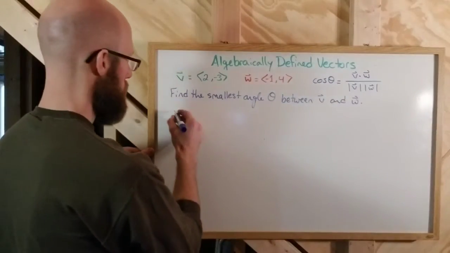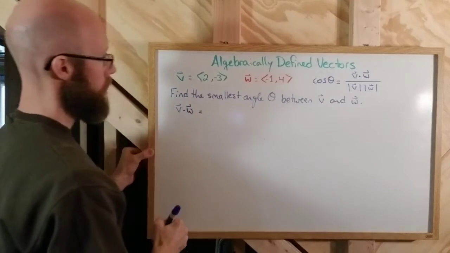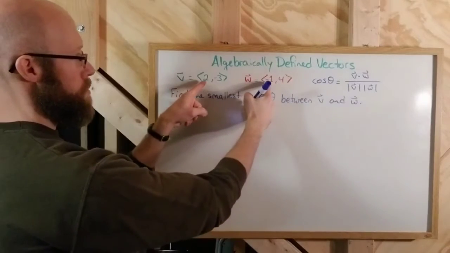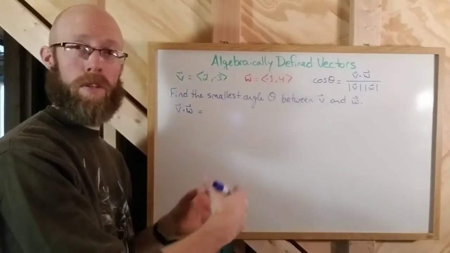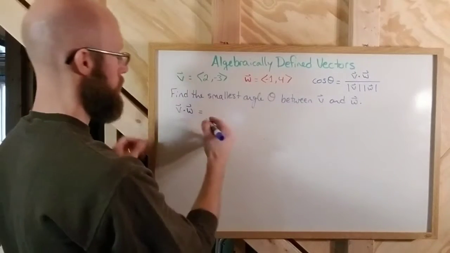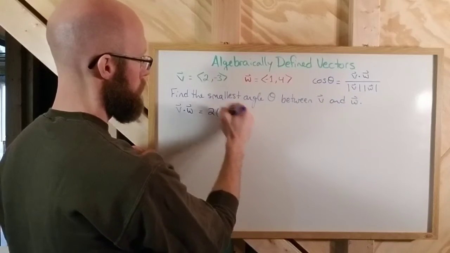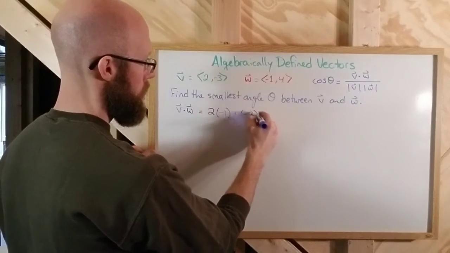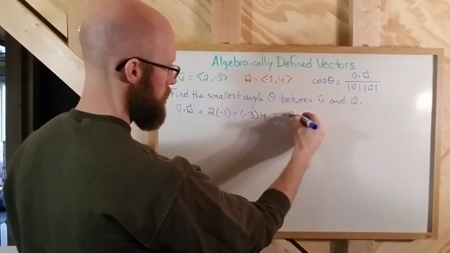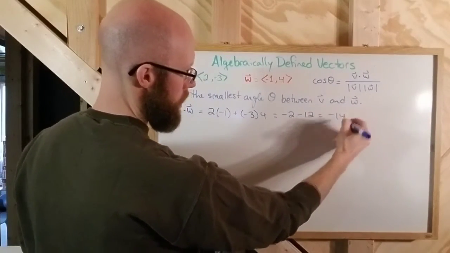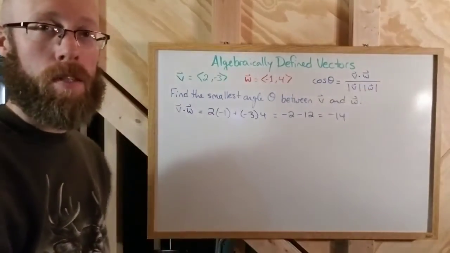So all I need to do is calculate the dot product, v dot w, to start. So v dot w, remember, is the product of the corresponding components added together. So it'd be 2 times negative 1, and we did this in another example, but I'll run through it again, plus negative 3 times 4, which is negative 2 minus 12, which is negative 14. Okay? Then I need to calculate each of these magnitudes.